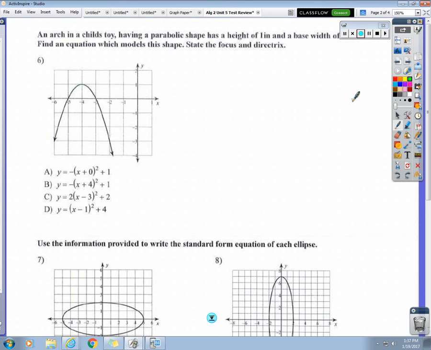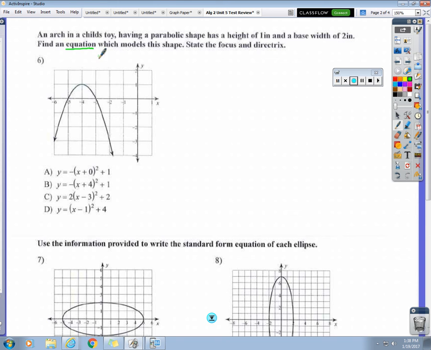An arch in a child's toy having a parabolic shape has a height of 1 inch and a base width of 2 inches. Find an equation which models the shape, state the focus and directrix. On the test, you're going to have to not only write the equation, but they're going to have multiple choice for you. It'll also say the focus and directrix. But you're going to be able to figure out the right answer by just knowing the equation. You're not even going to have to worry about the focus and the directrix. Okay, because all 4 equations will be different. So as long as you find the right equation, you'll have the right answer.